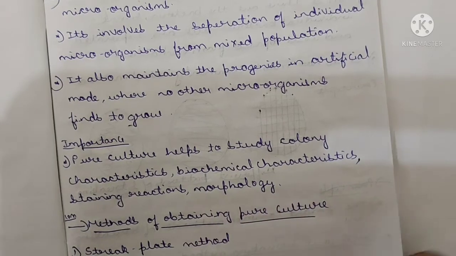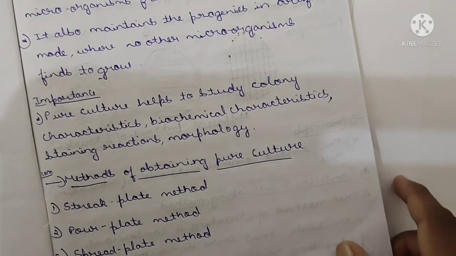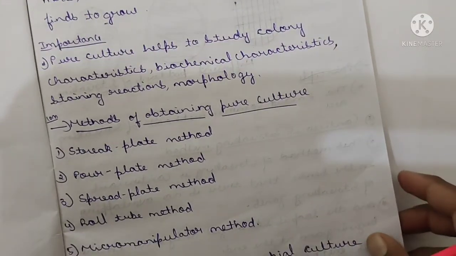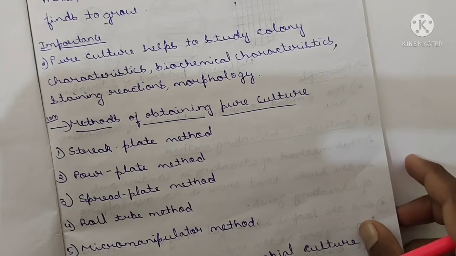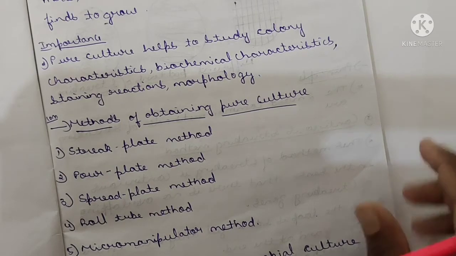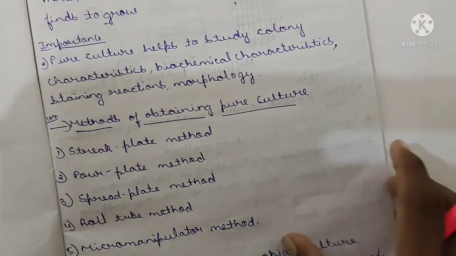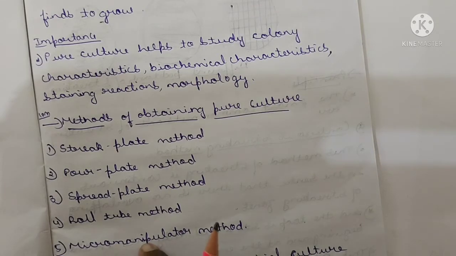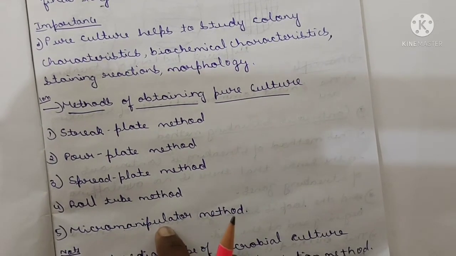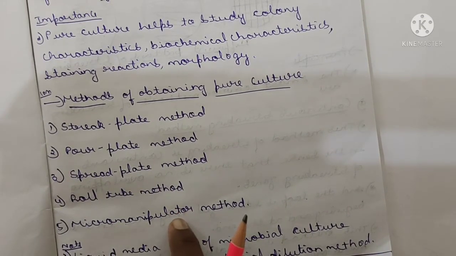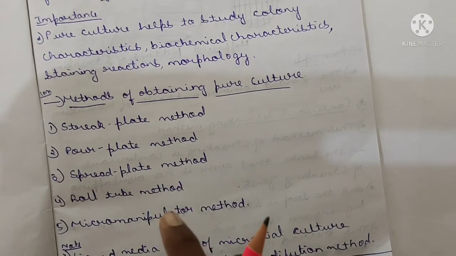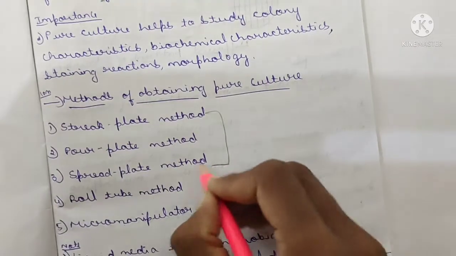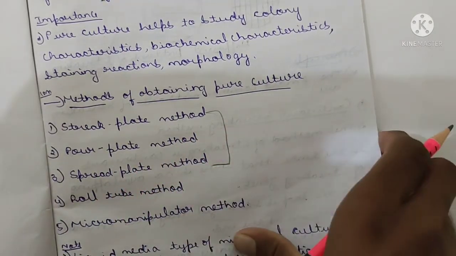Now let's move towards the 10 marks question: methods of obtaining pure culture. There are different types of methods, but here I will explain in detail the 3 methods of obtaining the pure culture. The methods are: streak plate method, one; pour plate method, second; spread plate method, third; roll tube method, fourth; and micro manipulator method, fifth. These are the 5 important methods, but here we will study these 3: streak plate method, pour plate method and spread plate method.